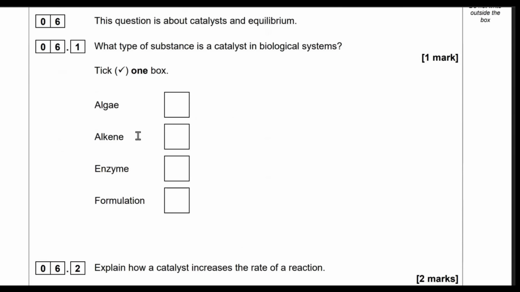Right, we're on. I think this is the last question. This question is about catalysts and equilibrium. What type of substance is a catalyst in a biological system? Algae, alkene, enzyme, formulation. The answer is an enzyme. Speed up reactions without getting used up themselves.